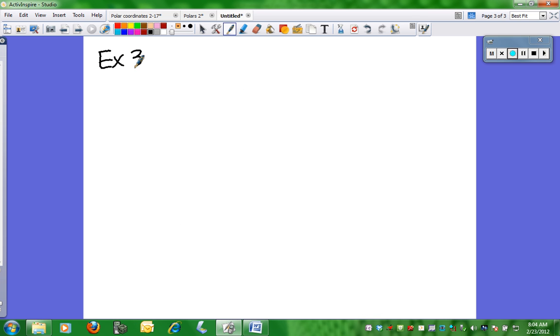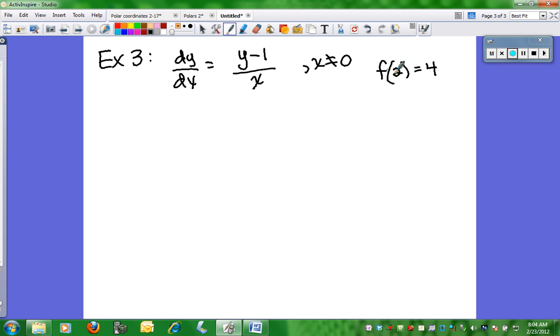Here's example 3. We have dy dx equal to y minus 1 in the numerator over x, and we have a condition that x cannot equal 0, because look what would happen if x were 0. Now look how I'm writing this. I'm going to do this like at AP exams, you will see. We have written in class y of 2 equals 4. Now I'm writing f of 2 equals 4. Same idea. It just means 2 is our x, 4 is our y. It has not changed what it means. It's just a different way to write it.